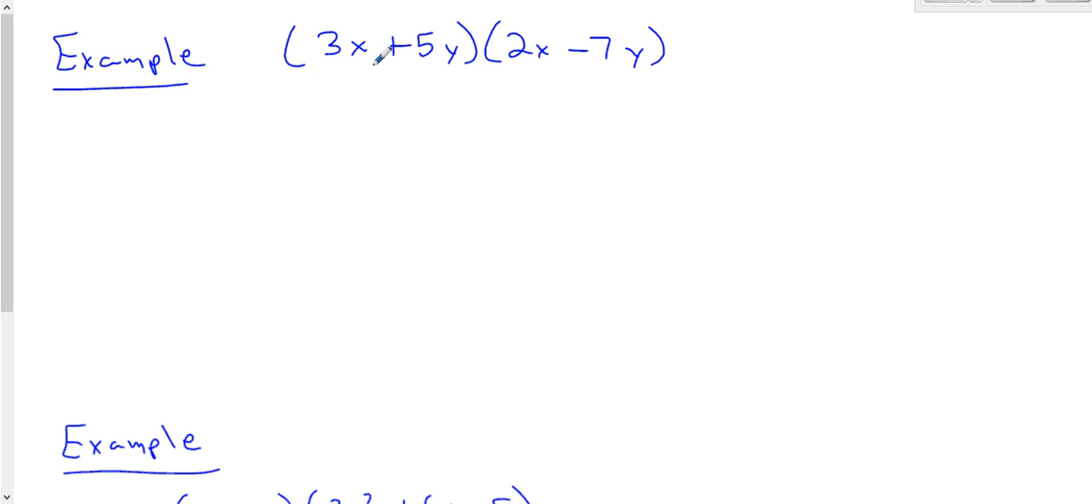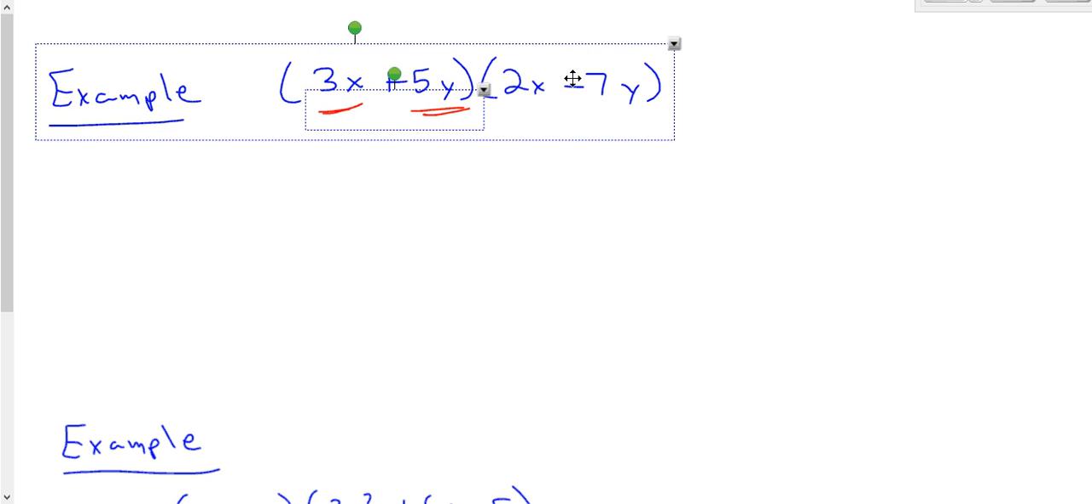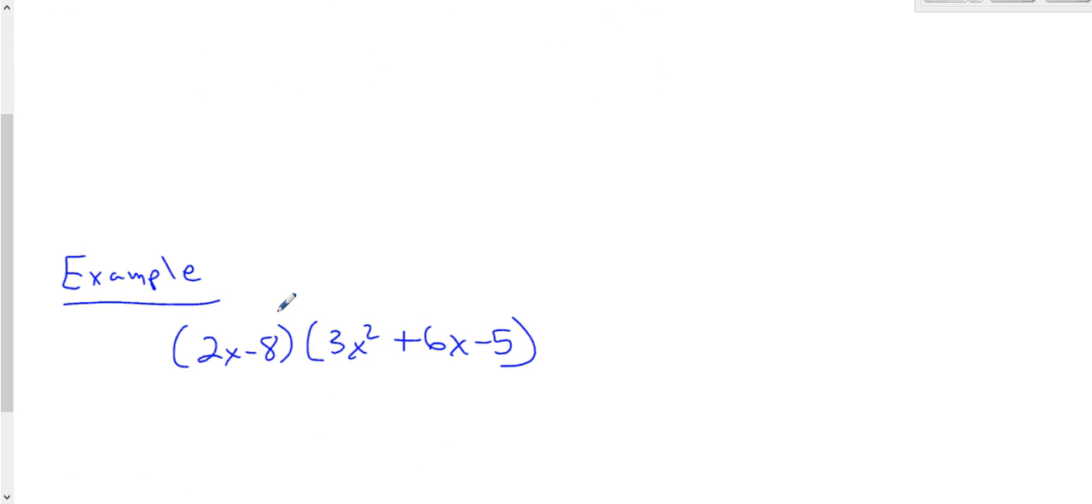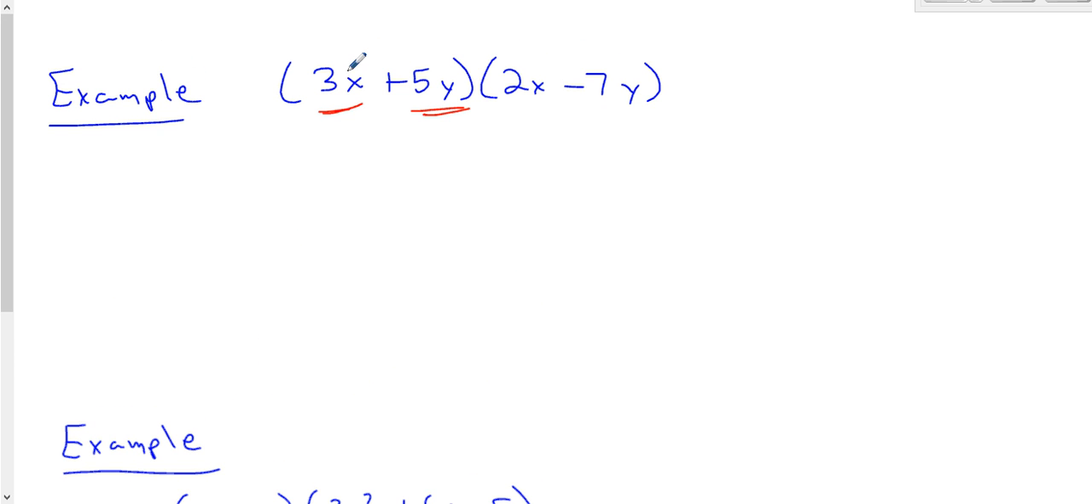Okay, now here we actually have two binomials being multiplied by each other, which means we have two terms here that are going to get distributed in to be multiplied by the 2x minus 7y. So there's a couple ways to do this. Some people use what's called the FOIL method, and some people say that is a four-letter word, and they don't like to use the FOIL method because they think it limits their understanding of what to do with this. So I like to say it's a distribution of terms.